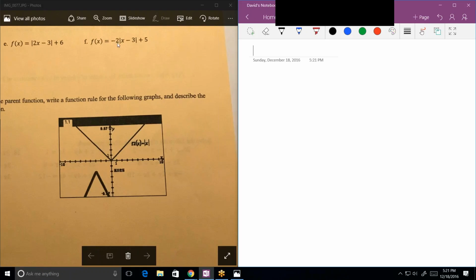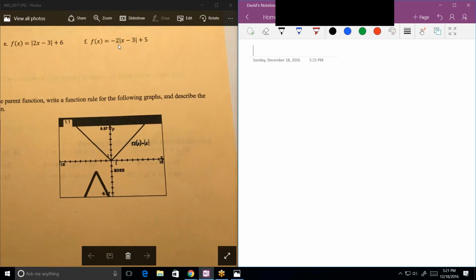First of all, what's the 2 do? It's a horizontal shift. No, hold on. Stop. All things outside the function are vertical. So the negative sign has to be something vertical. The 2 has to be something vertical. What is it? Minus down 2. No. It's a stretch factor.